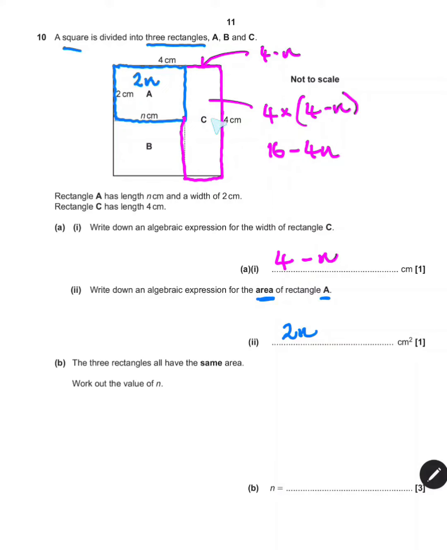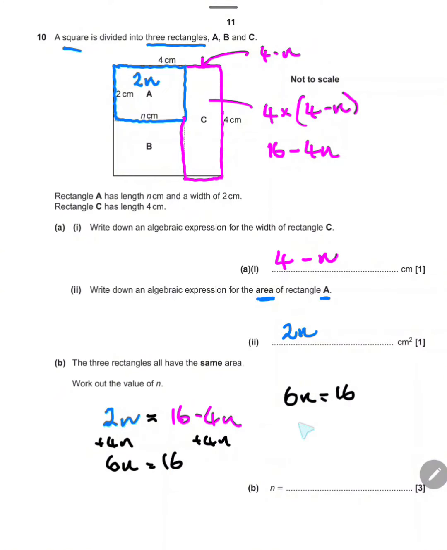If these two areas are the same, we can write an equation. 2n, the area of A, equals 16 minus 4n, which is the area of C. I need to solve this equation. So I'm going to add 4n to both sides. And we get 6n equals 16. And if 6n equals 16, then n is 16 divided by 6. Divide both sides by 6.